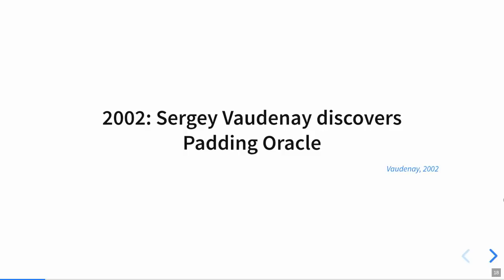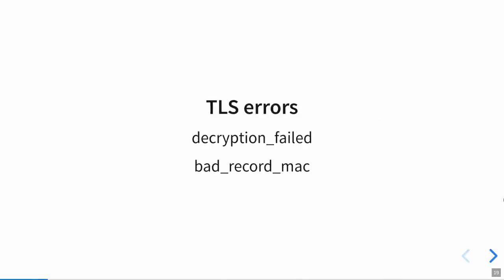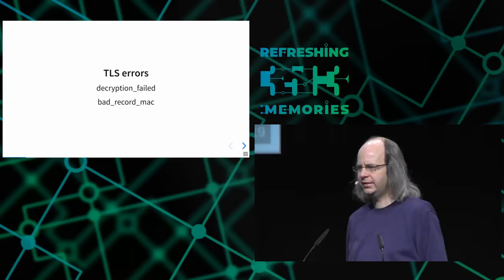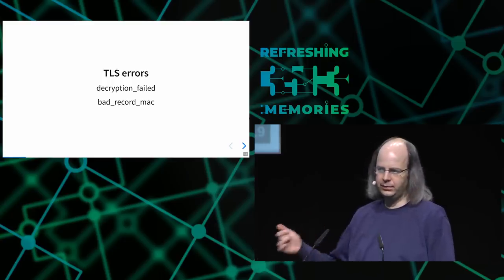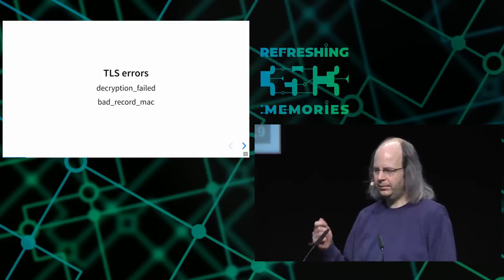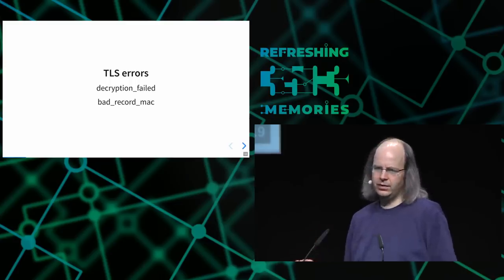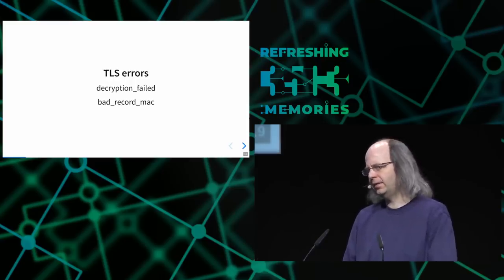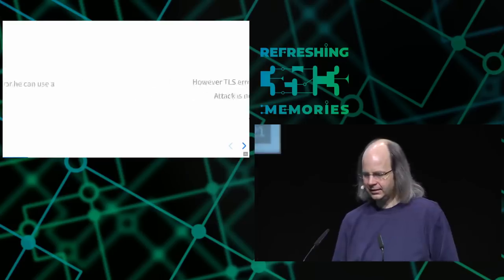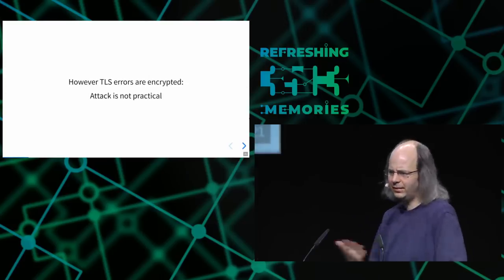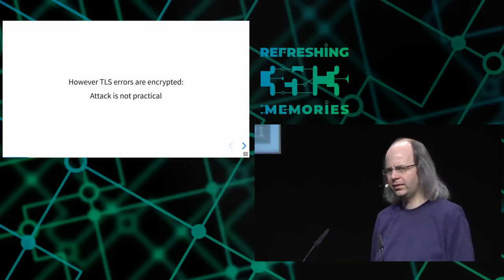This was originally discovered in 2002 by Sergey Budny, but it was kind of only theoretical. So one thing here is that TLS has these error messages, and there are different kinds of errors. If you read up in the TLS 1.0 standard, if the padding is wrong, then you get this decryption failed error. And if the MAC is wrong, so the data has some modification, then you get this bad record MAC error. So you could say this would allow this padding oracle attack because there are these error messages. But the attacker cannot see them because they are encrypted. So this was kind of only a theoretical attack, which didn't really work on a real TLS connection.